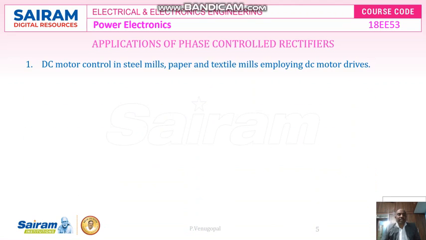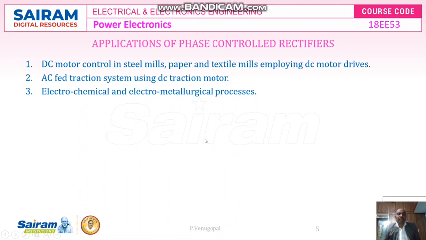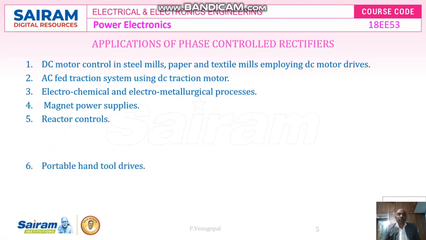Phase control rectifiers can be used in steel mills, then paper and textile mills employing DC motor drives, and in AC-fed traction systems using DC traction motors. They can also be used in electrochemical and electrometallurgical processes, magnet power supplies, reactor controls, and portable hand tool drives, like drilling machines.